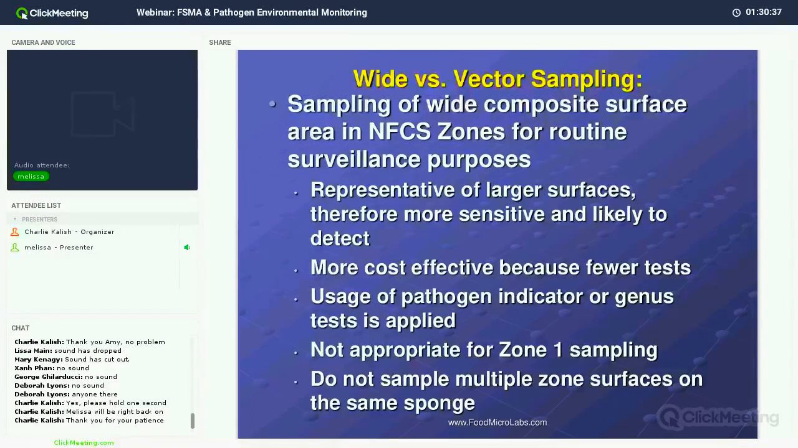We do compositing as necessary, or big wide samples for zones 2, 3, and 4. And what we make sure we do is don't cross the zones. We don't take a swab where we represented zone 2 surfaces and move into zone 1 or move into zone 3. So we always keep the swab a wide composite, but relative to itself.